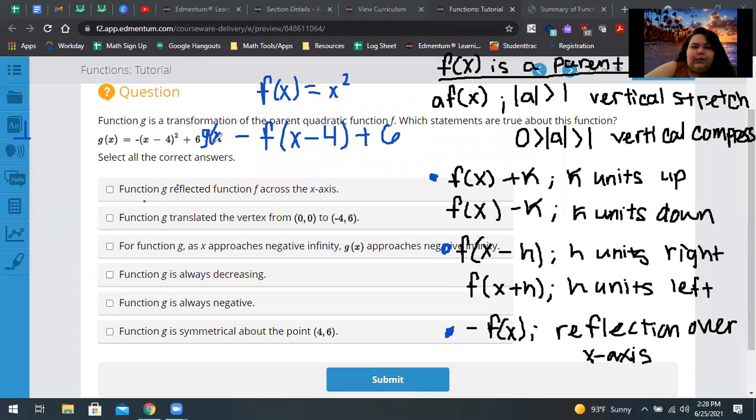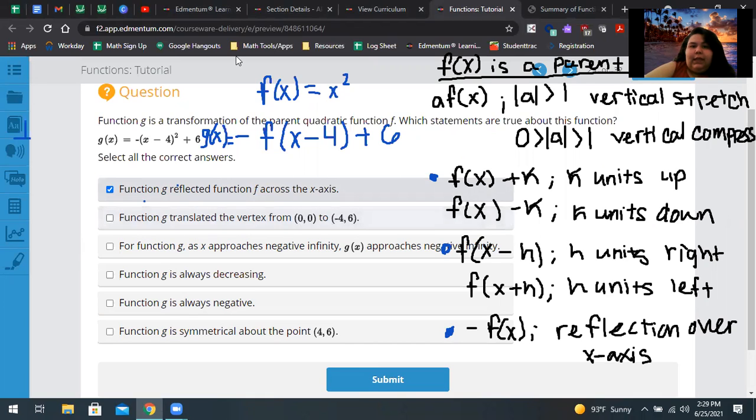This is equal to g. Is f a reflection of function f across the x-axis? That's this one that we checked off here first, so this one's true. Function g is translated, the vertex from 0, 0 to negative 4, 6.